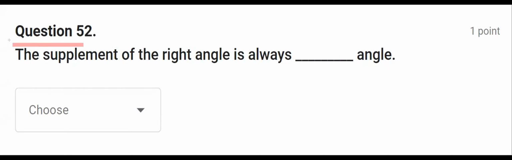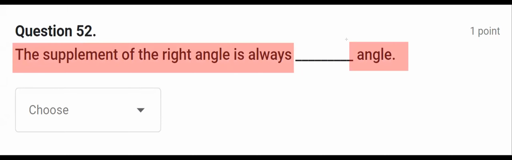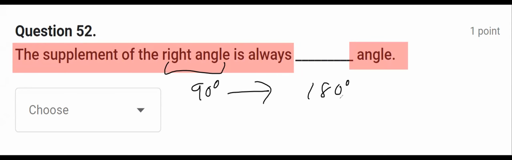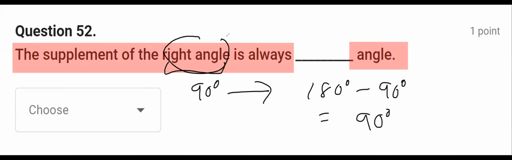The supplement of a right angle is always a dash angle. A right angle is an angle which is 90 degrees. Its supplement is calculated by subtracting this angle from 180. As you can see, 180 minus 90 is 90. So we can say that the supplement of a right angle is a right angle only, or you may write 90 degrees.